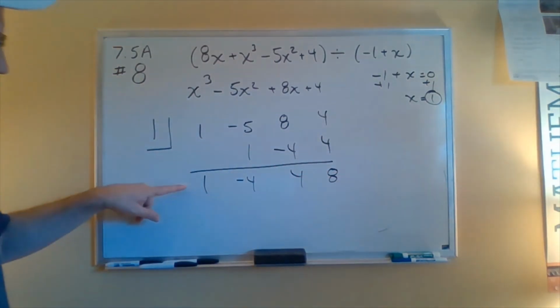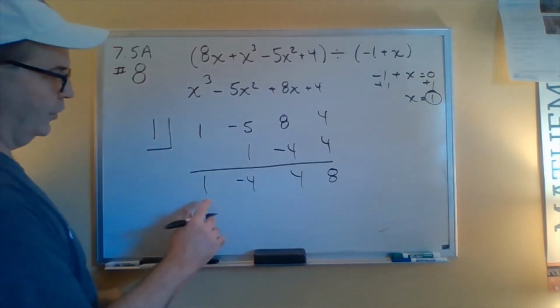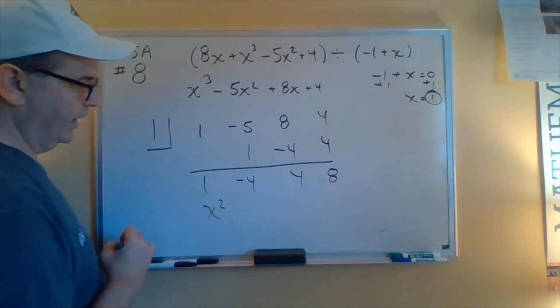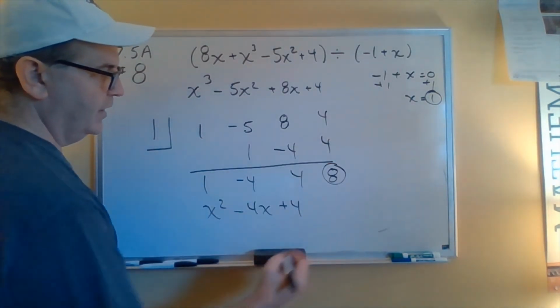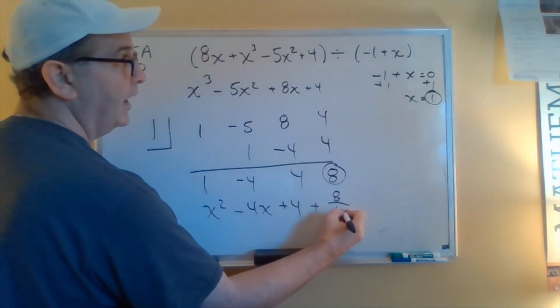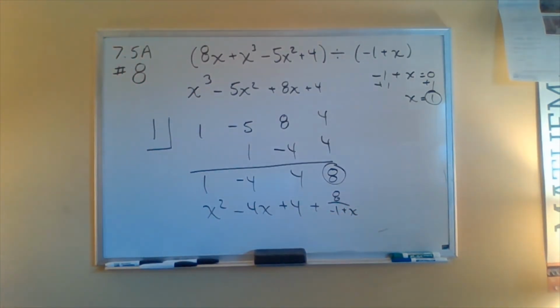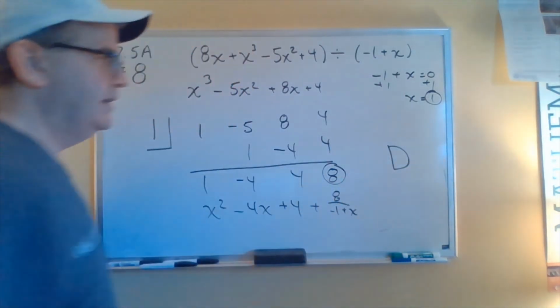So here are the coefficients to my answer. I'm going to start 1 degree lower than my original polynomial. So this is a degree 3, so I'm going to start with a degree 2. So I have 1x squared minus 4x plus 4. This 8 becomes my remainder, so I'll put that 8 in the numerator, and my denominator will be my original divisor. So I will get x squared minus 4x plus 4 plus 8 over -1 plus x. For purposes of the riddle, that'll correspond with the letter D.